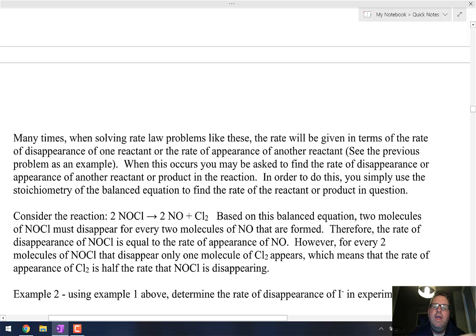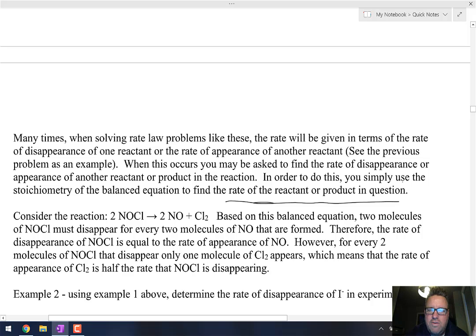They're going to say the rate is in terms of the disappearance of one of the reactants or the rate of the appearance of another. When this occurs, you may be asked to find the rate of disappearance or appearance of another reactant or product in the reaction. So to do this, you simply use the stoichiometry of the balanced equation to find the rate of the reactant or product in question.